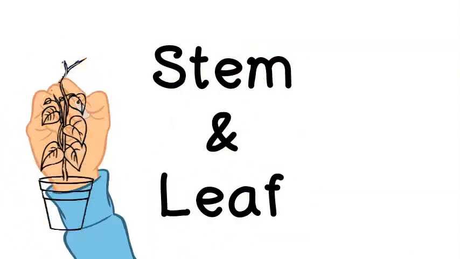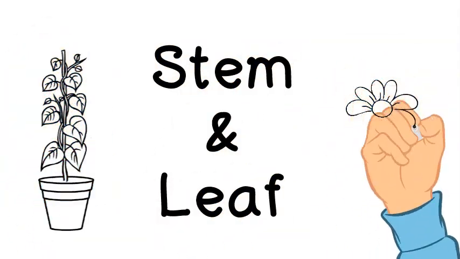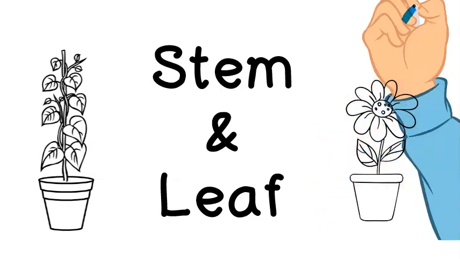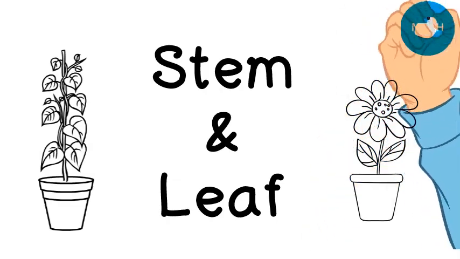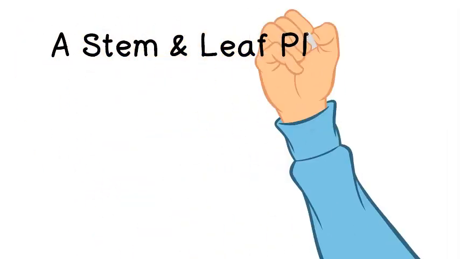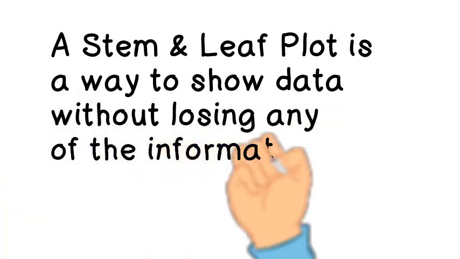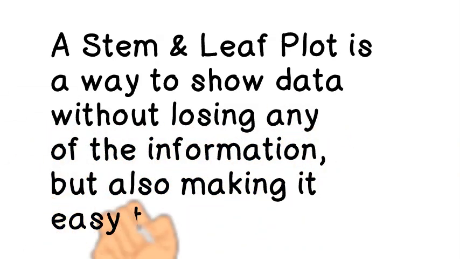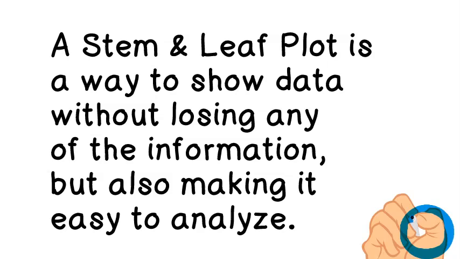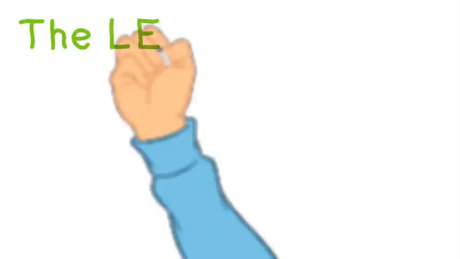In this video, we're going to talk about stem and leaf graphs. Now, they don't actually have anything to do with plants, but they are called stem and leaf. A stem and leaf plot is a way to show data without losing any of the information, but also making it easy to analyze. Although it's called a stem and leaf, we usually start by looking at the leaf.